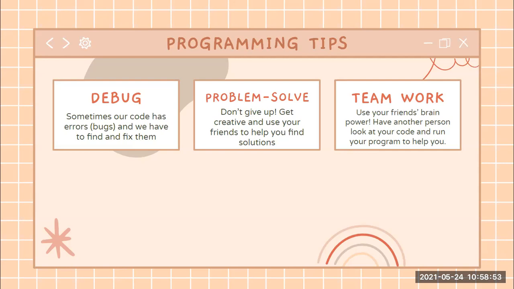Lastly, teamwork is a huge part of computer science. We know that when we use each other and we think together and we problem solve together, we can come up with really powerful solutions. If you get stuck or you need a thought partner, find a friend, have them look at your code and practice your program to see if they can help you make it better or find any bugs.